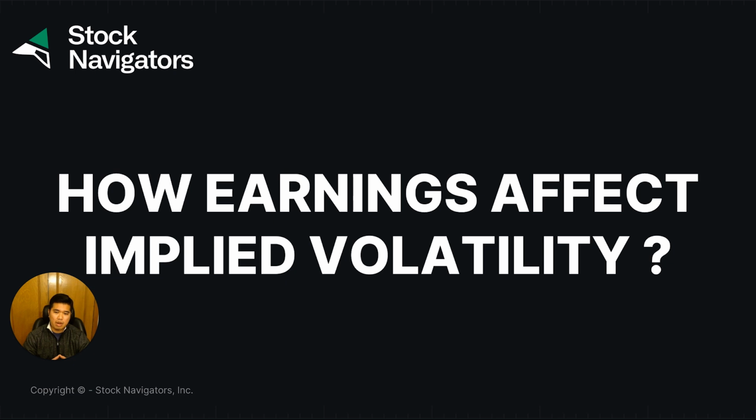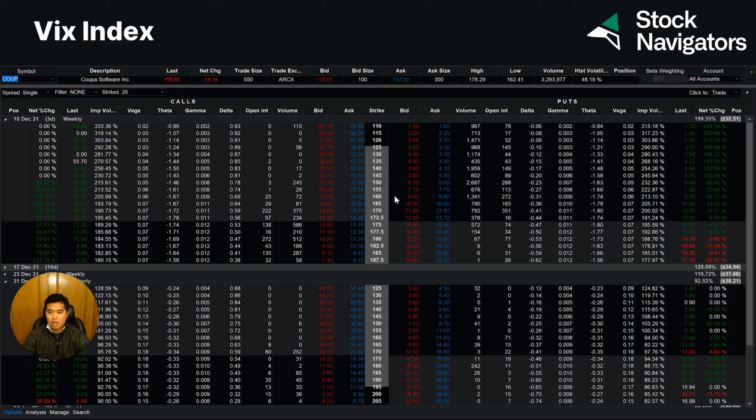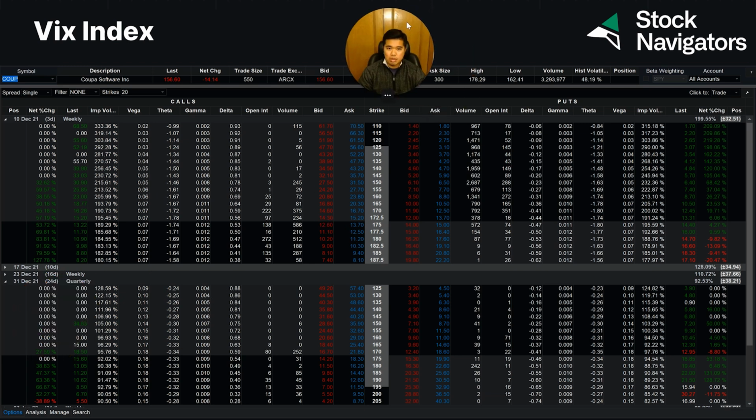So let's talk about how earnings affect the implied volatility. In this example, I will look at the ticker COUP, which is Coupa Software Incorporated. They have earnings today, December 6th, 2021. And we're looking at two different expiration dates here. The first one is on December 10th, which is this Friday.